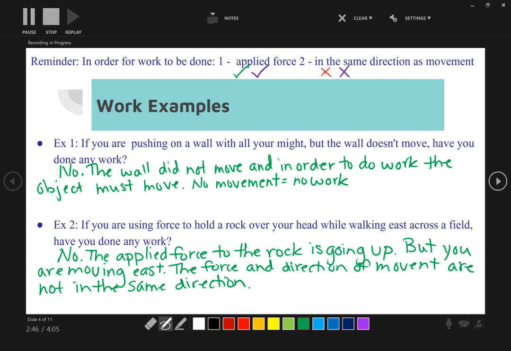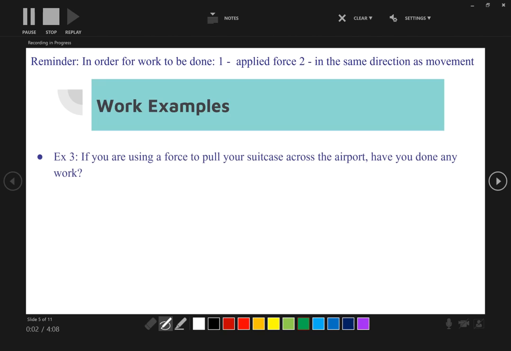Let's take a look at a couple more. Example 3. If you are using a force to pull your suitcase across the airport, have you done any work? So let's take a look at that. Do you have an applied force? Yes, you're pulling your suitcase. Is it in the same direction as the movement? Well, if you're pulling your suitcase to the left and you're moving to the left, it would be in the same direction. So, yes.